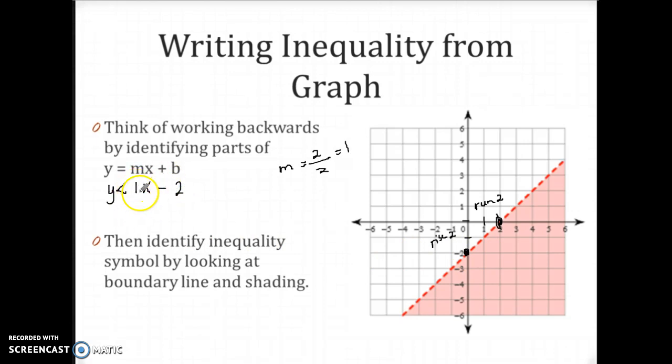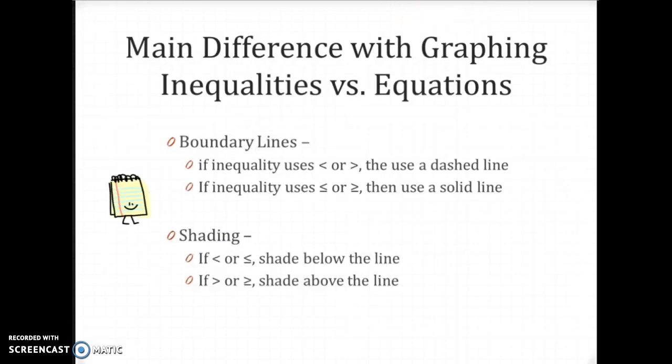Now typically with equations, you won't have that number 1 there. So really you could write this as y is less than x minus 2. Let's look at another example.